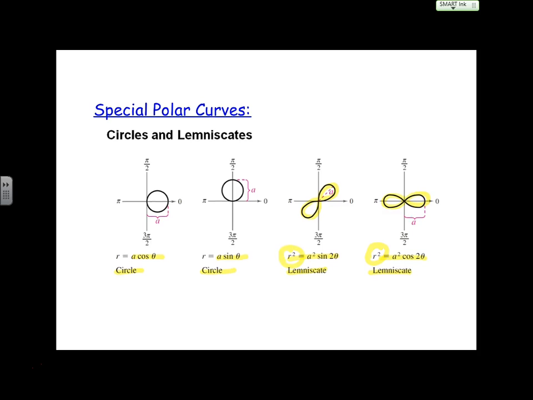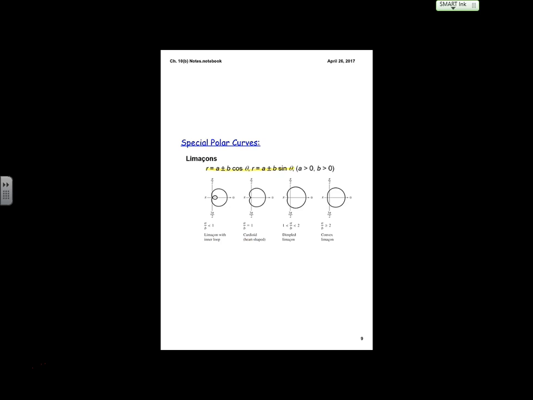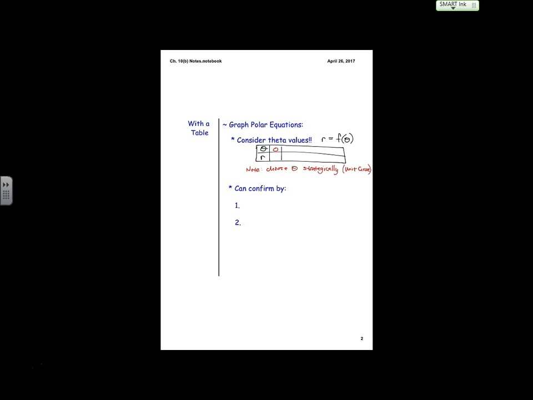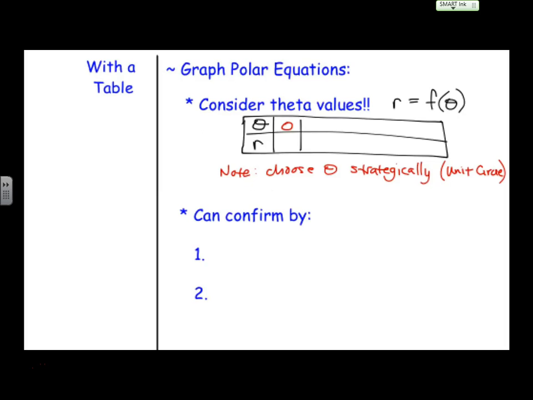Okay. Why I'm showing you all of those right now, even though we're talking about tables, and we're not talking about memorizing polar curves, is because of choosing theta strategically. Sometimes once you get the hang of polar curves, you can choose theta that would give nice values. What I mean by that was yesterday.